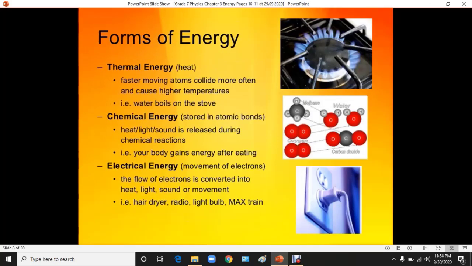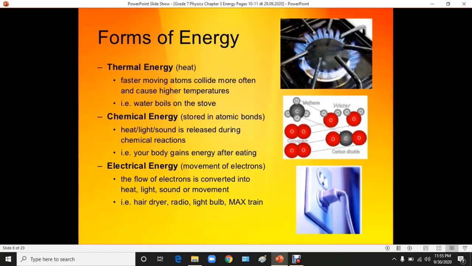First of all, we are going to talk about thermal energy. In other words, we can say heat energy, where faster moving atoms collide more often and cause higher temperatures. That is, water boiling on the stove. If the water is boiling on the stove, that is thermal energy. It is an example of thermal energy.